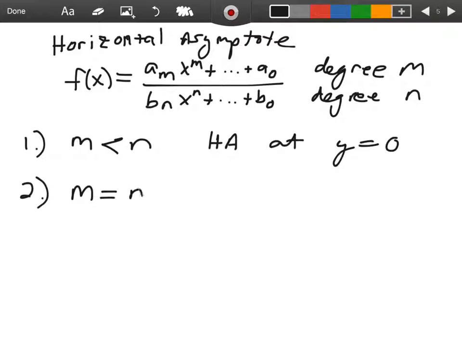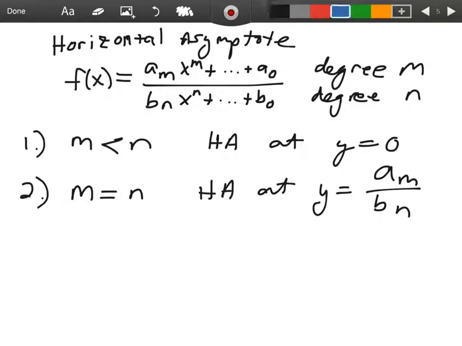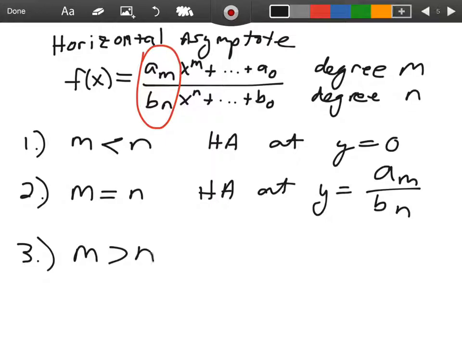If m is equal to n, we have a horizontal asymptote at y equal to a sub m over b sub n, basically just the fraction formed by the lead coefficients. And our last possibility is if m is greater than n, then we have no horizontal asymptotes. So let's do some examples.